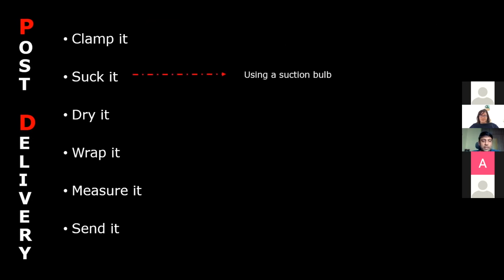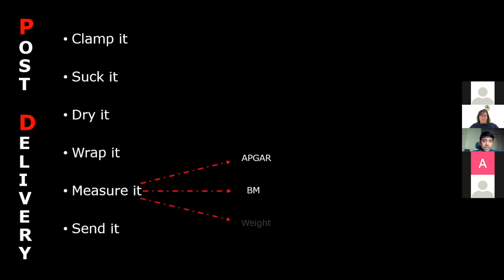And try to suck the child's mouth using a suction bulb to take all of the liquor if there is any. Dry with a clean warm towel and wrap it in the clean warm towel. And 3 things that we basically need to measure are the Apgar score of the child, BM, and weight of the child, and send it to the most appropriate place, which would be the pediatric team or the NICU if it's needed.